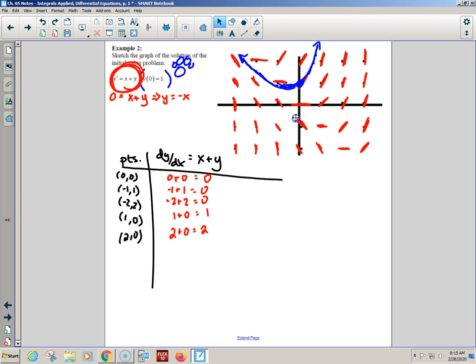What if the initial point was something like -2, -1? You follow the flow? Yeah, where would the flow go? Down, right? Do you see it? The flow would go down.